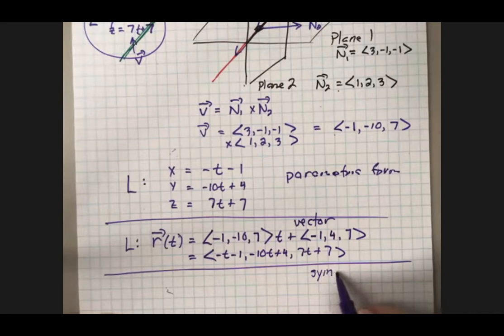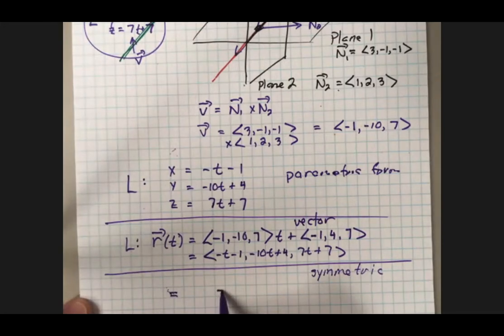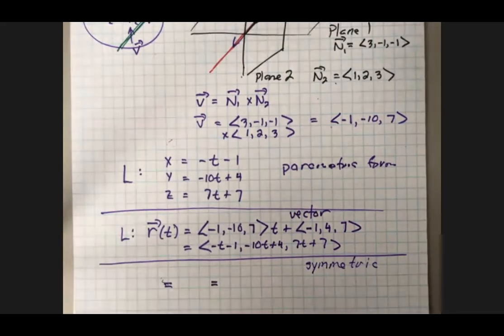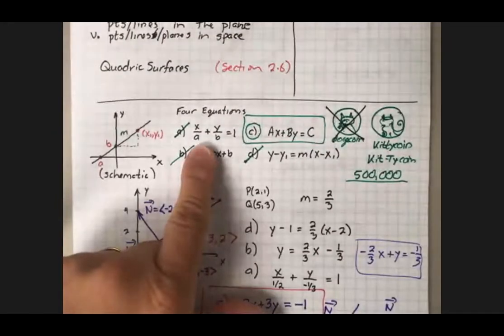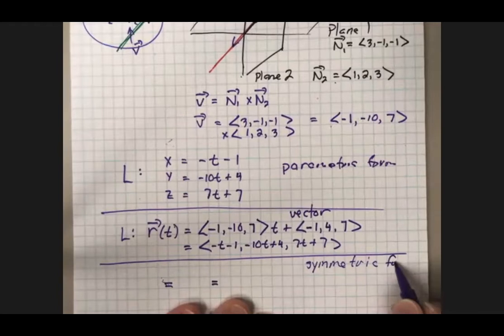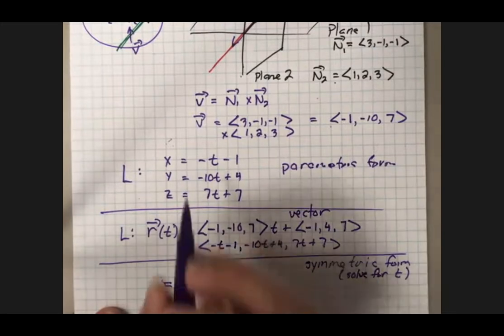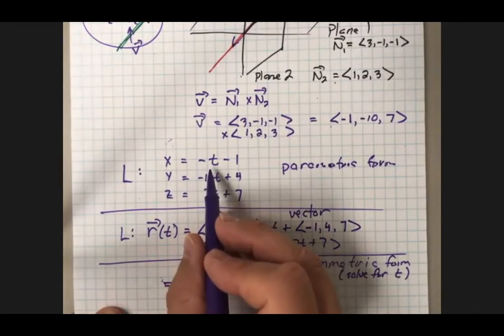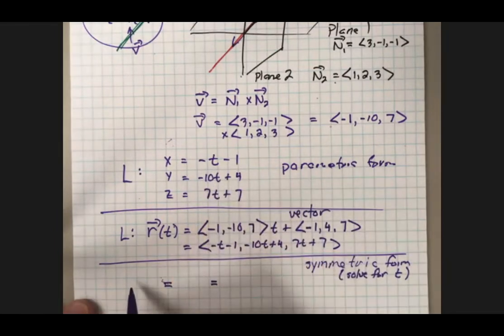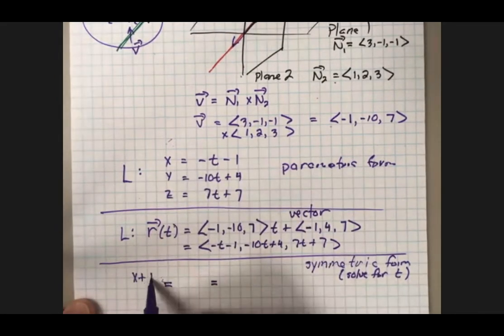The symmetric form of the equation of the line, everybody's got their champions, right? Symmetric form of the equation of the line is not my champion. It has a value. It's kind of like the intercept form in two dimensions, but not really. So here's the symmetric form. What you do is you solve for t. You present the line in terms of the parameter t. So let's solve for t right here. If I solve for t, I would say t is negative x minus 1. Or I could say, x plus 1 divided by negative 1.